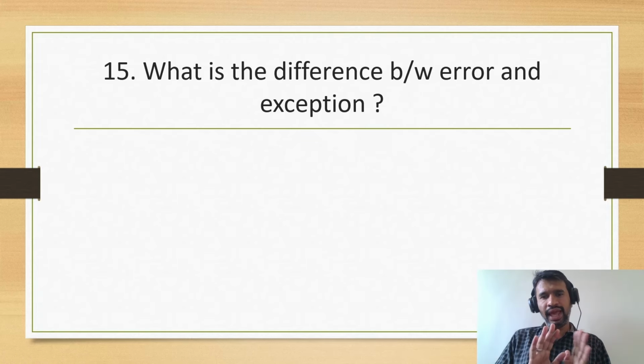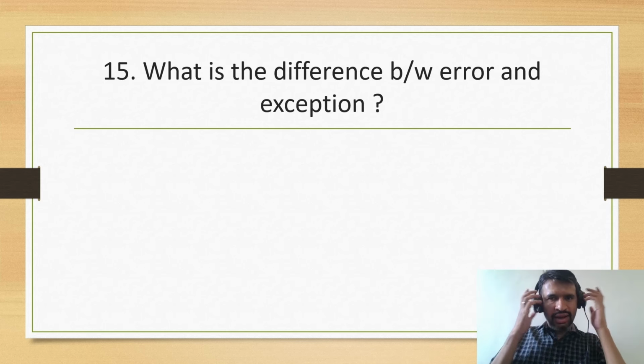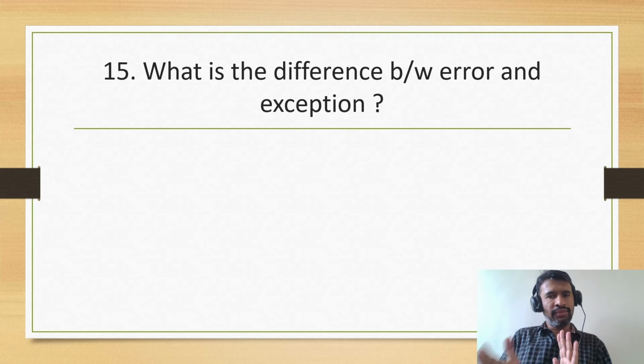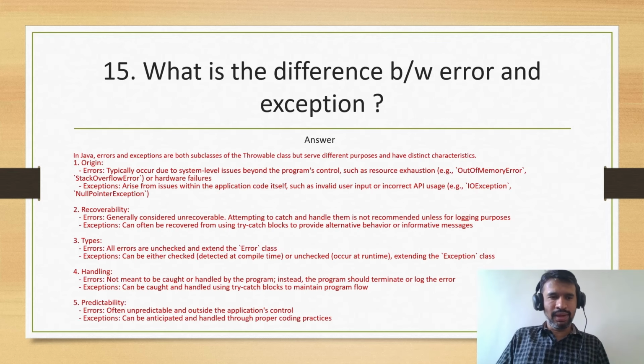So what is the difference between error and exception? This is one thing we normally see in our code, but we may not be aware of all the differences. Let's try to understand all the differences. The font is a bit small, but I'll explain all the differences in detail. Basically both errors and exceptions are subclasses of Throwable. Throwable is a parent class. That's the common thing. So let's try to understand the different aspects: origin, recoverability, types, handling and predictability.